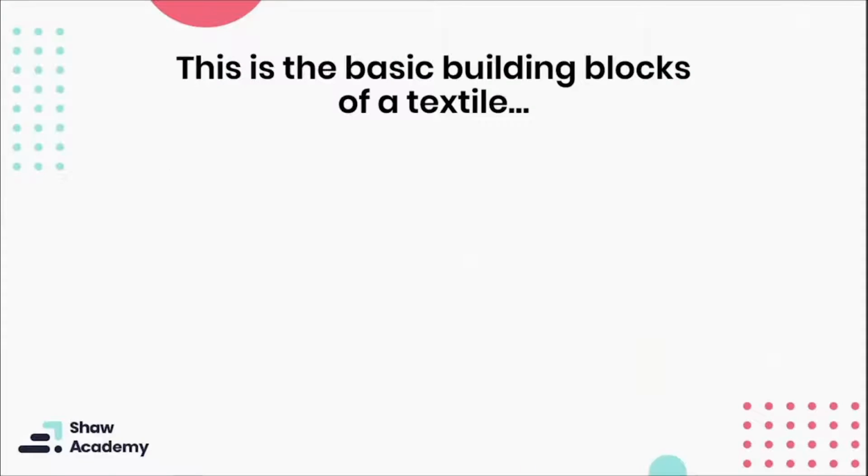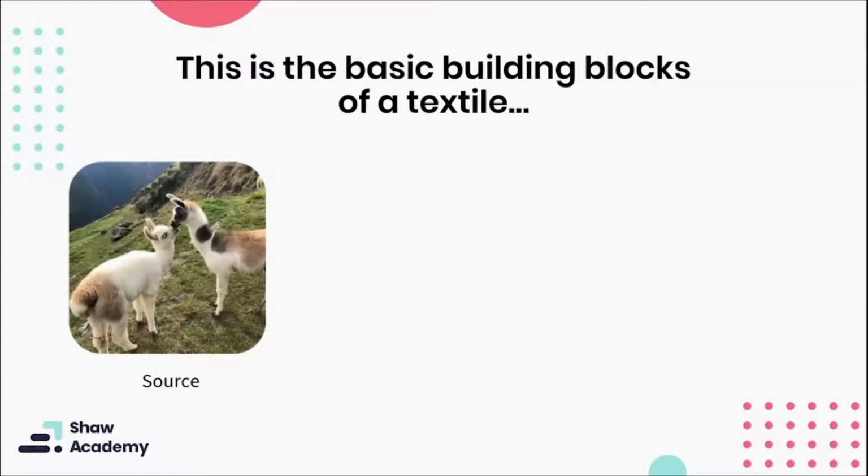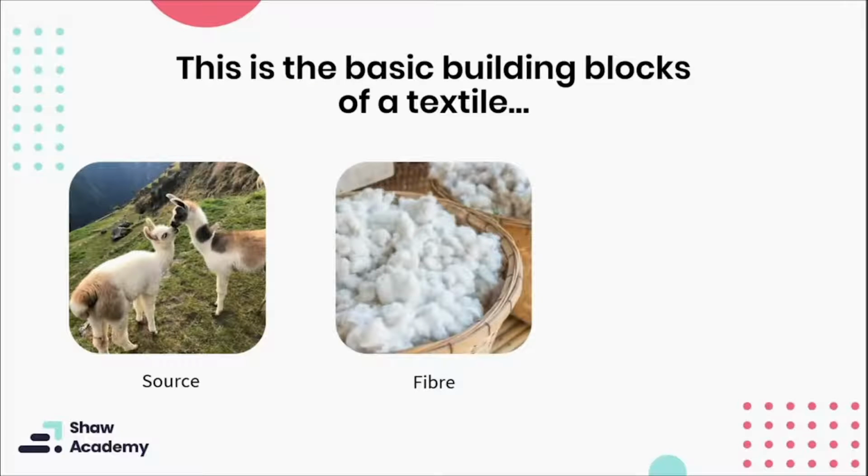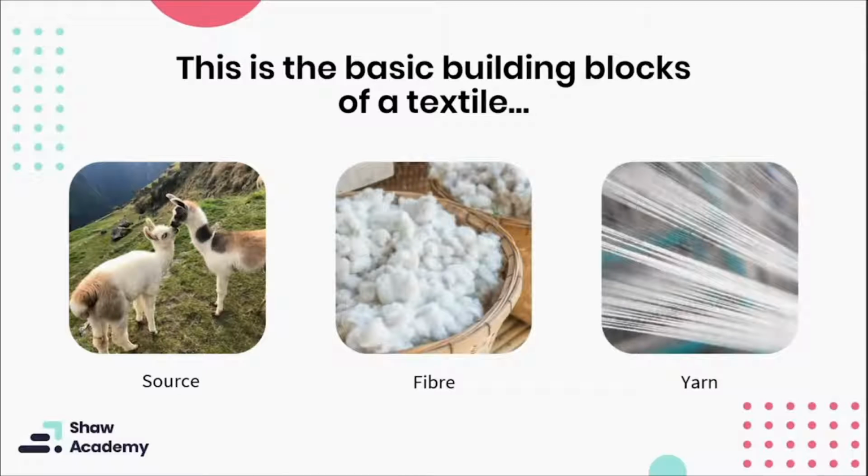Now I am going to give you a definition and you need to decide which term this definition belongs to. This is the basic building blocks of a textile. Is it the source, like the animal, plant, or chemical? The fiber, or is it the yarn? The fiber is the basic building blocks of a textile, and there are two different types, the staple and the filament strands. Do you remember those?